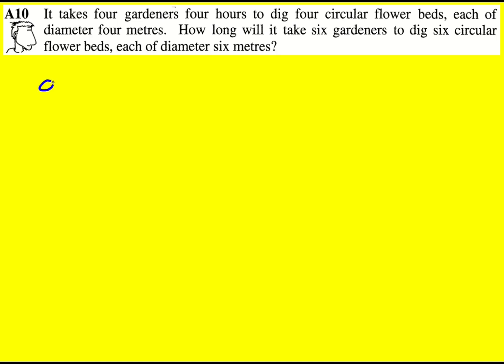I decided to turn this into a three-way proportion question. So the number of gardeners, 4 in this case, the amount of time, 4 hours, to dig 4 circular flower beds, each of diameter 4. So I'm going to work on the area here. That's really what I'm interested in, the amount of area that they're doing in a certain amount of time.